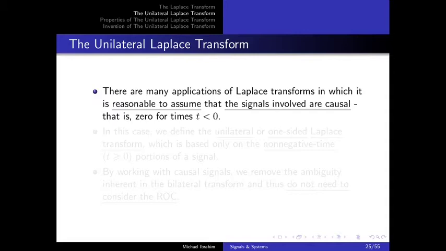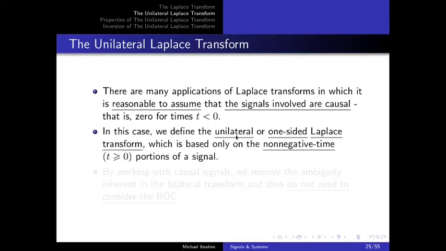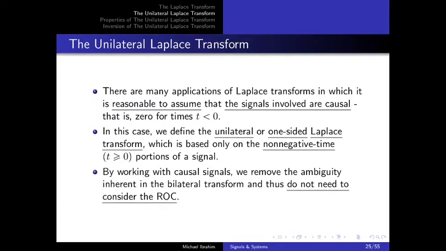Given this, a causal signal is simply a signal whose values are 0 before t equal to 0. So for t less than 0, the signal has to be 0. In this case, we can use the unilateral or the one-sided Laplace transform, which is based only on the non-negative time, that is t larger than or equal to 0. So time t equals 0 is included in the unilateral Laplace transform calculations. By working with causal signals, we are working with right-sided signals. They start at t equals 0 up to infinity, so they are right-sided signals.